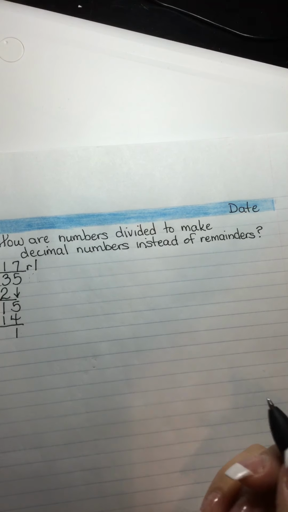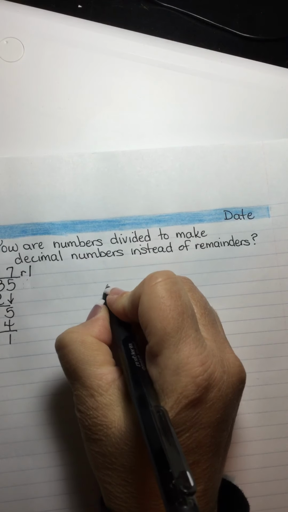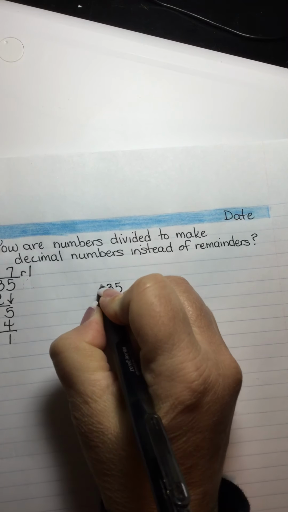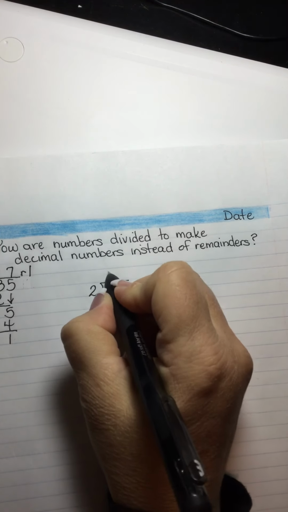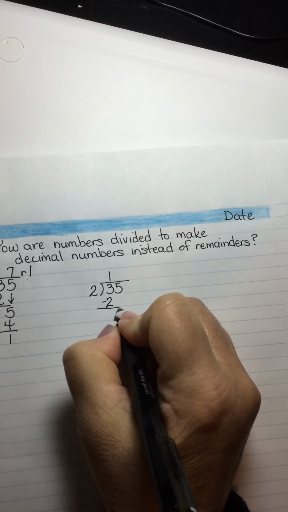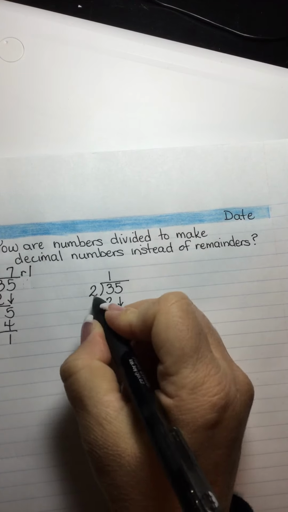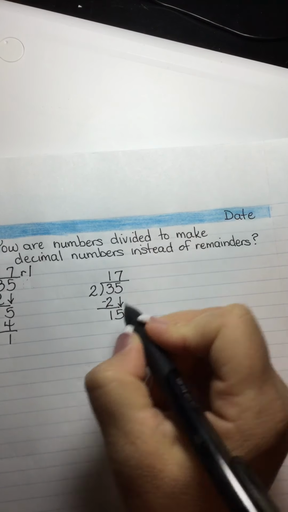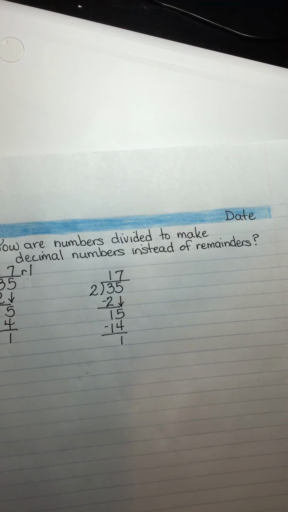So let's say that we take the same 35, we're going to divide it by 2 again. 2 goes into 3 once. 2 times 1 is 2. Subtract, bring down the 5. 2 goes into 15 7 times, which is 14, and we get 1 left over.